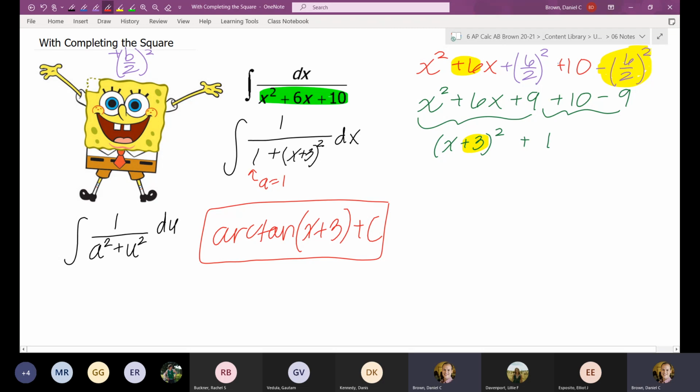And that's how we use completing the square for integrals. And you thought you were done with that. Questions on that problem, either the answer or the process?